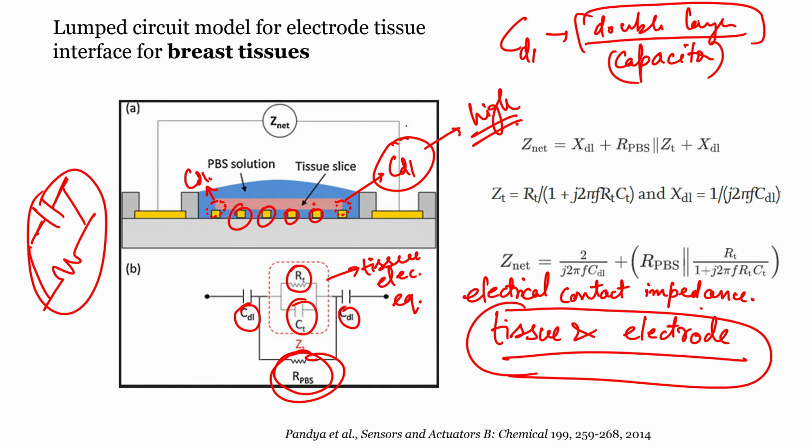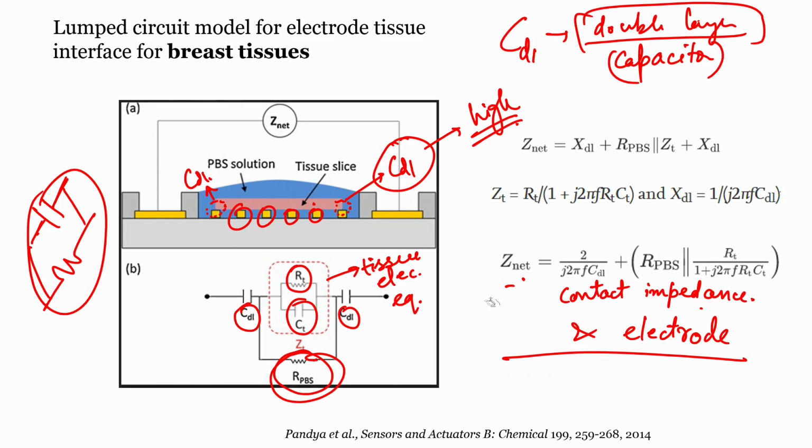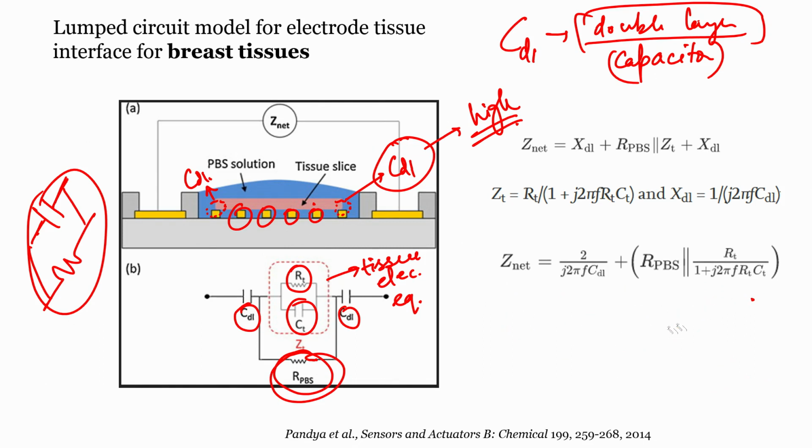overall impedance. Now that overall impedance we will come to in the next few minutes, but for now, for your understanding, this concept is just to signify the importance of CDL, which is the double layer capacitor, which is found between tissue and the electrode interface. Now let us look at the overall circuit and how the expression develops.